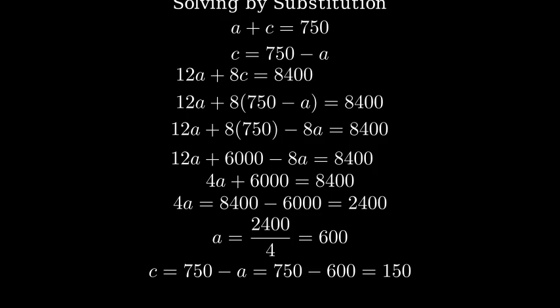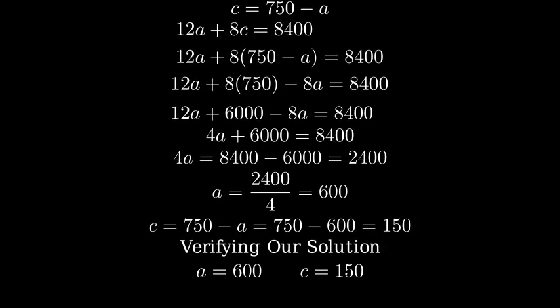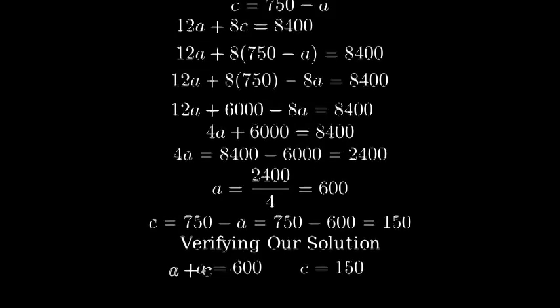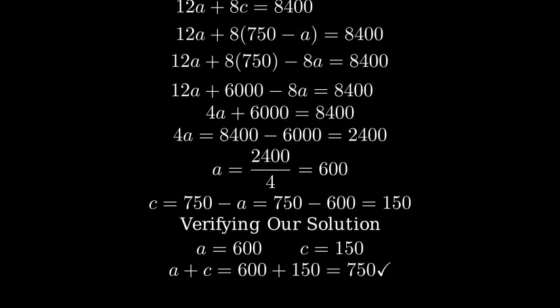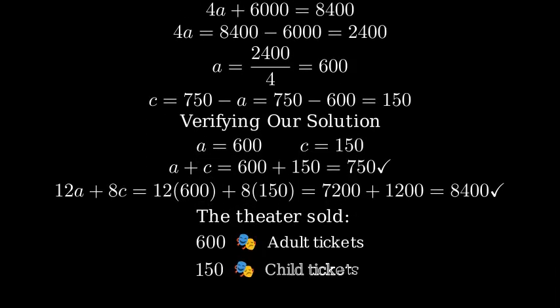C equals 750 minus 600 equals 150. Let's verify our solution. We found A equals 600 and C equals 150. Let's check our original conditions. First, A plus C equals 600 plus 150 equals 750. Check. Second, 12A plus 8C equals 12 times 600 plus 8 times 150 equals 7,200 plus 1,200 equals 8,400. Check. So the theater sold 600 adult tickets and 150 child tickets.